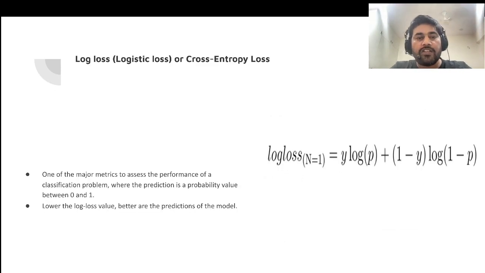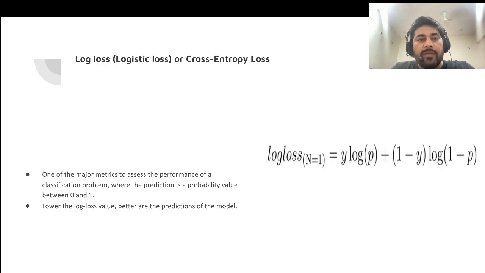Another is called log loss, or logistic loss, or cross entropy loss. It is one of the major metrics to assess the performance of a classification problem, where the prediction is a probability value between 0 and 1. The lower the log loss, the better the predictions of the model.